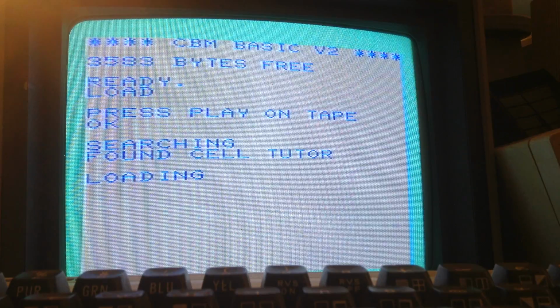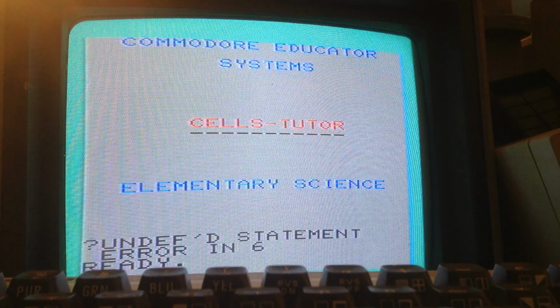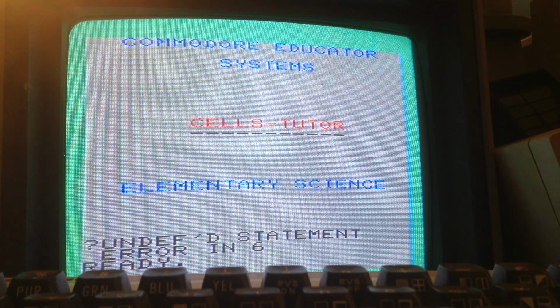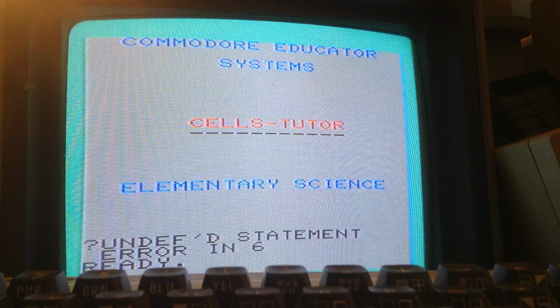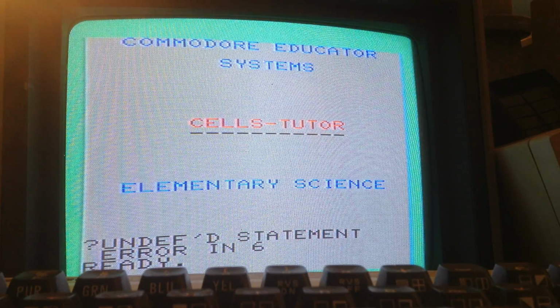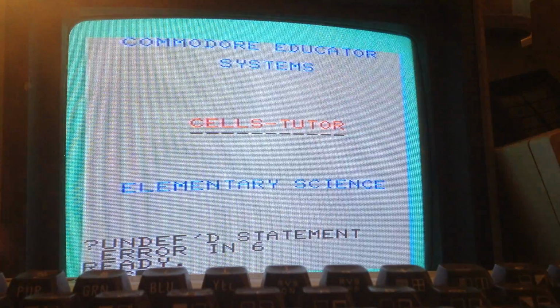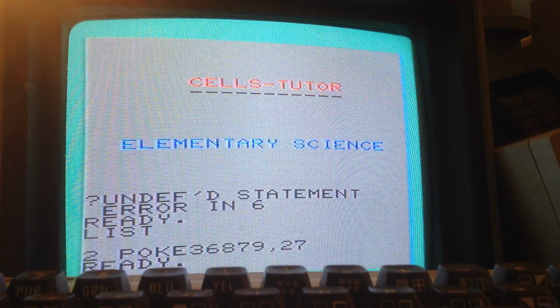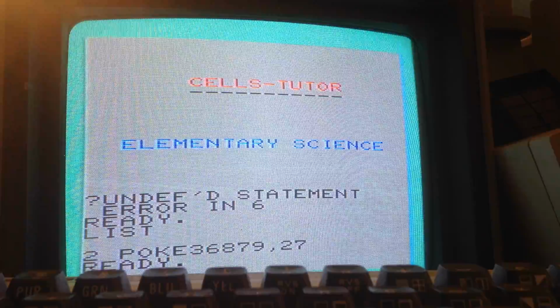But while we wait, it does sometimes feel like... Yes! Oh dear. The Twilight Zone indeed. We have our first error. Undefined statement error in 6. Oh dear. Okay. That did not go well.